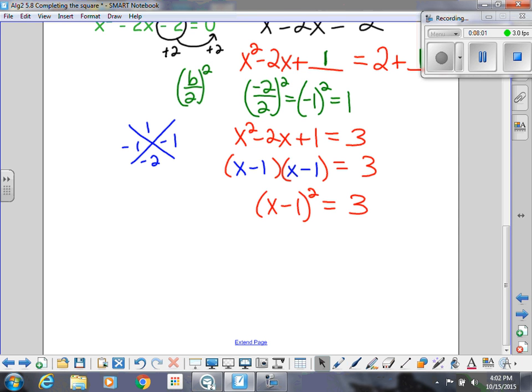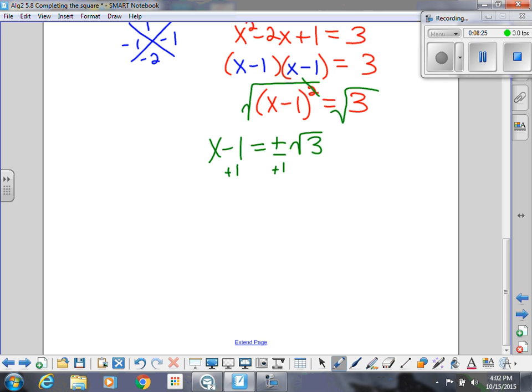Okay? So why do I want to get it like that? Well, remember from way back at the beginning of this unit, we said we could take the square root of both sides if I have something squared. So I'm going to have x minus 1. Remember, the square and the square root cancel. Over on the right-hand side, we have plus or minus square root of 3. And now we only have one more step, and that's to add the 1 on both sides. So I have x equals 1 plus or minus square root of 3.